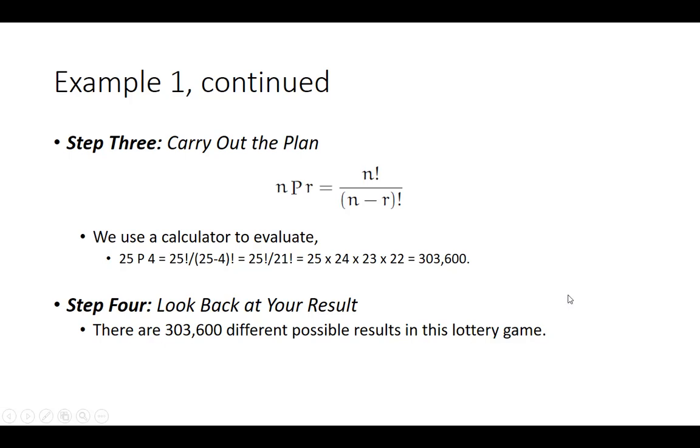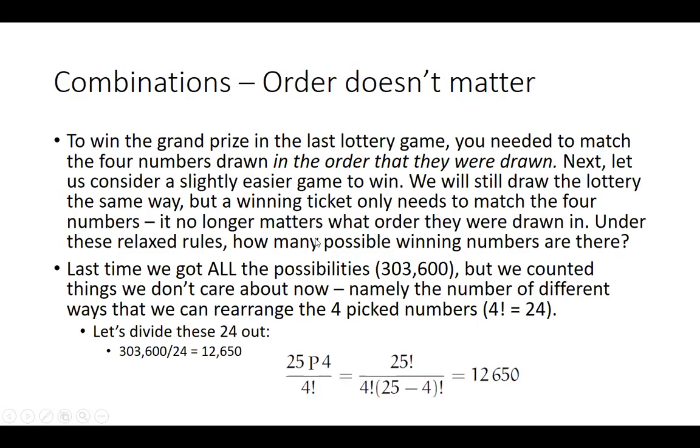Now, permutation is where order matters. Combination is where order doesn't matter. So to win the grand prize in the last lottery game we looked at, you needed to match the 4 numbers drawn in the order that they were drawn. Let us consider a slightly easier game to win.